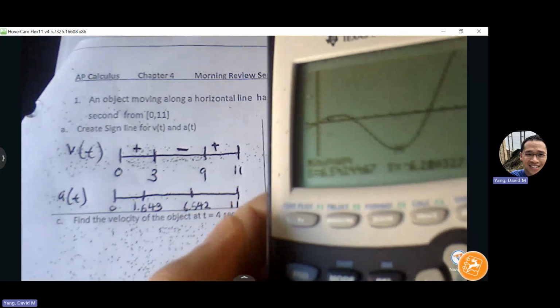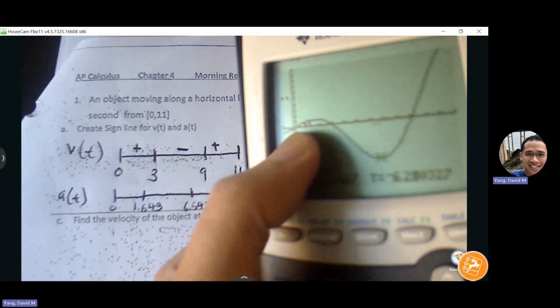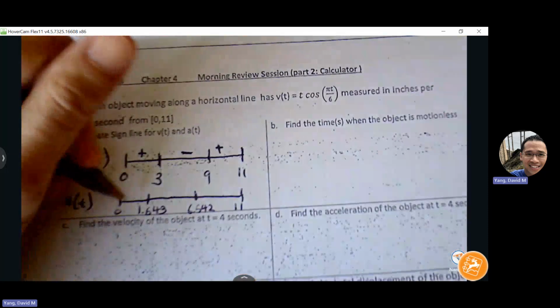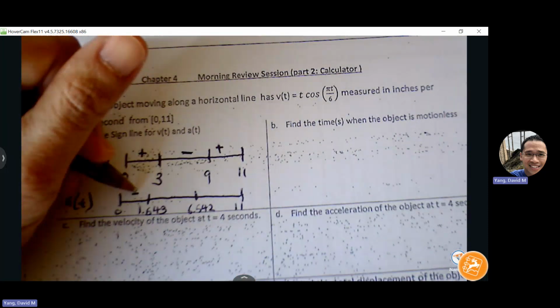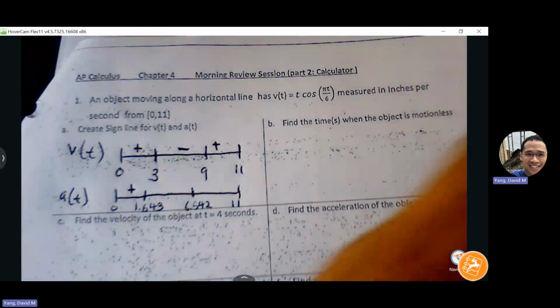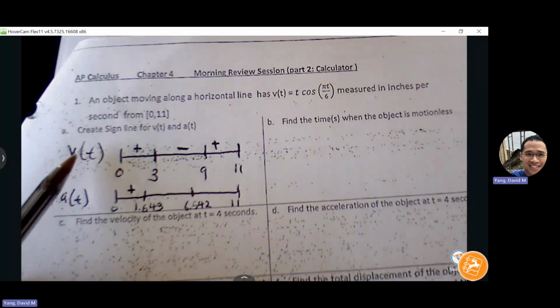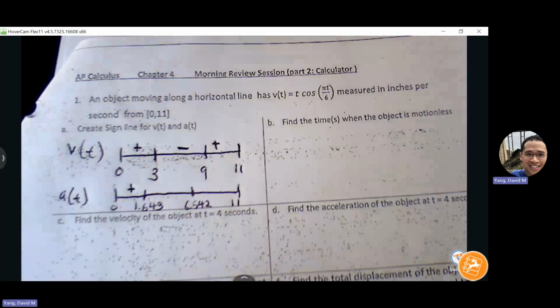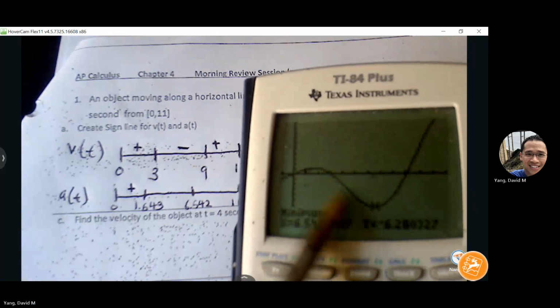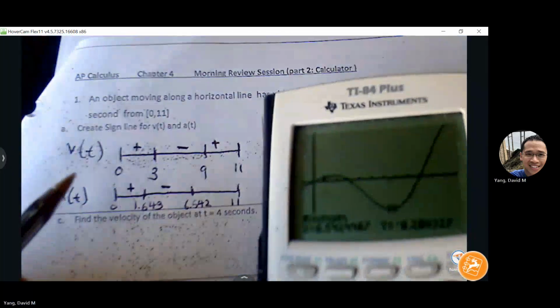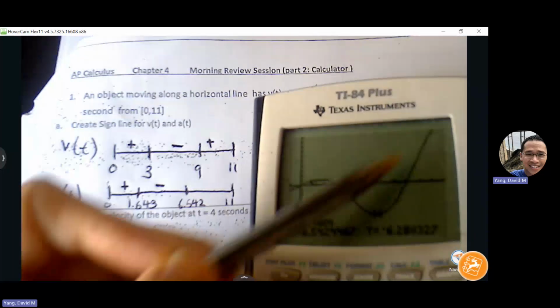Okay, remember acceleration is the slope of velocity. So between 0 and 1.643, what do we see? Positive slope, so therefore positive acceleration. And this connects with concavity, right? If we're talking about concavity, we would say concave up, because the slope of the velocity, or the f prime, is what we want. Okay, between 1.643 and 6.542, negative slope, so therefore concave down, therefore negative acceleration. And then from 6.542 to 11.